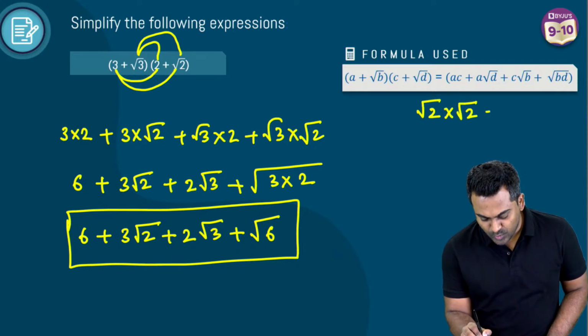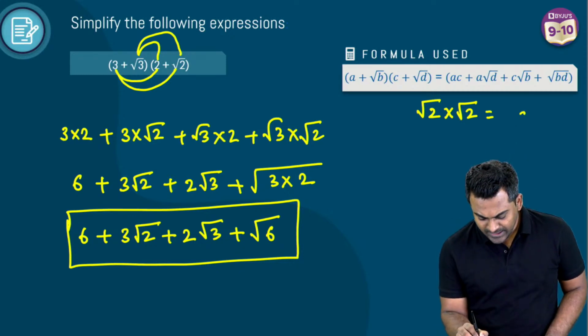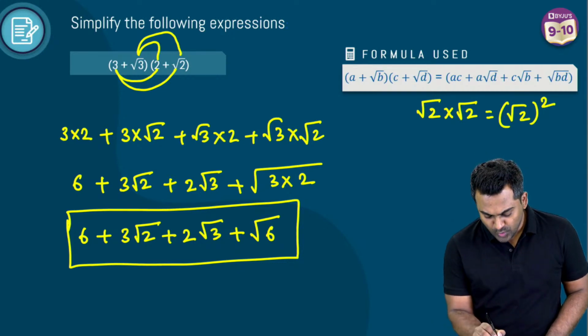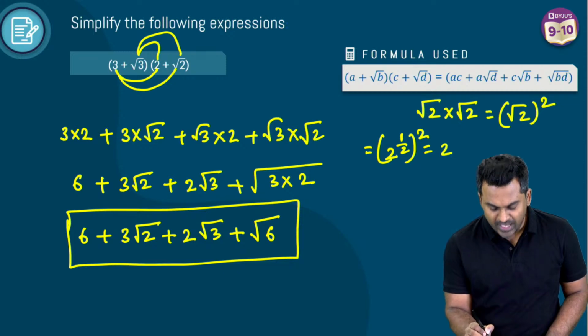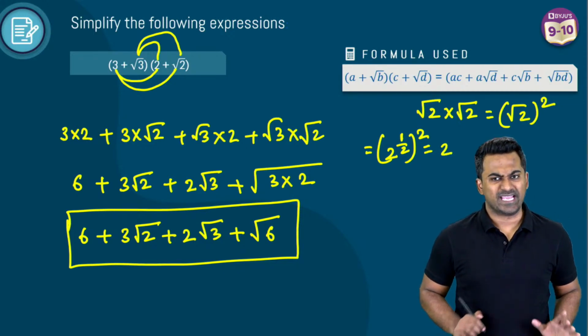And then you obviously know this, right? Root 2 multiplied with root 2 is what? 2. Because what does it become? It becomes root 2 whole square. Yeah. And root 2, you can write it like what? 2 power 1 by 2 whole square. So using a power m whole power n, a power mn, it becomes equal to 2. Okay, yes, this is simple.